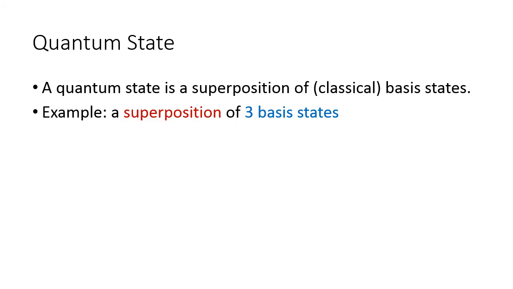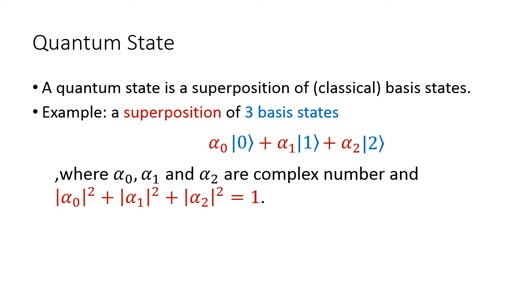Let's see an example of a superposition of three basis states. Let the three basis states be 0, 1, and 2. And superposition means that we sum over all these states with some conditions: alpha 0, alpha 1, and alpha 2 are complex numbers, and |alpha 0|^2 + |alpha 1|^2 + |alpha 2|^2 = 1. And the new state phi is a superposition of three base states. It is a quantum state.